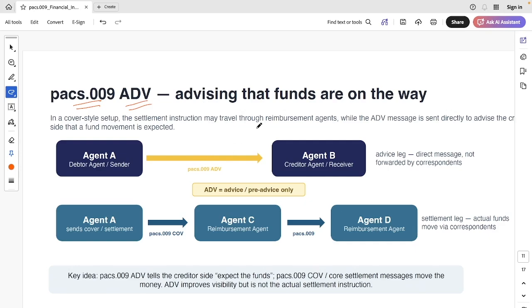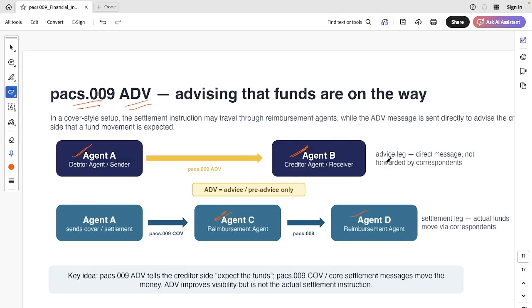In a cover style setup, the actual settlement instruction may travel through the reimbursement agents or correspondent banks, but the advice message may be sent directly to the creditor side so that they are aware of the expected incoming funds. Let's see an example. So bank A or agent A is sending funds to bank B. The money will actually move through bank C and bank D. But bank A may send an advice directly to bank B to inform that the funds are expected.